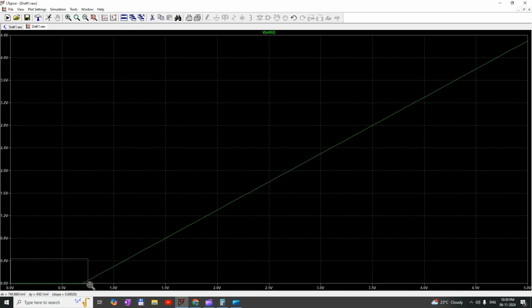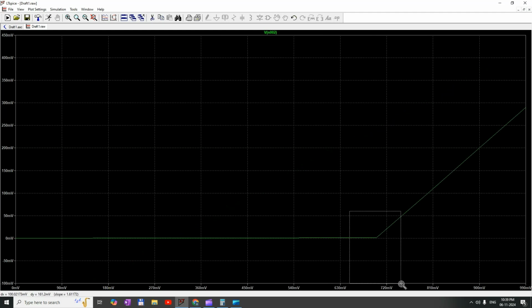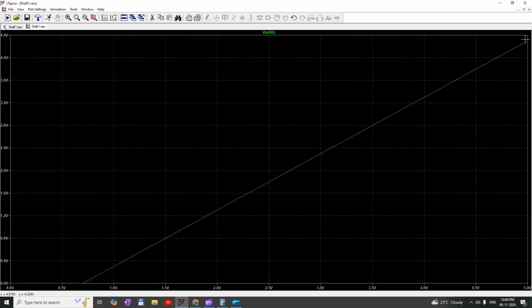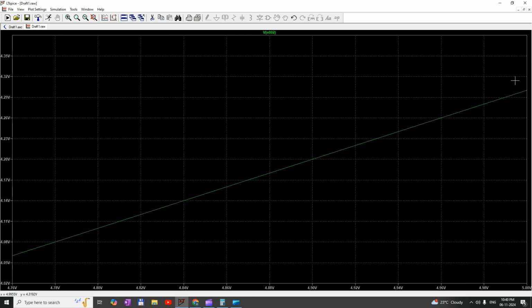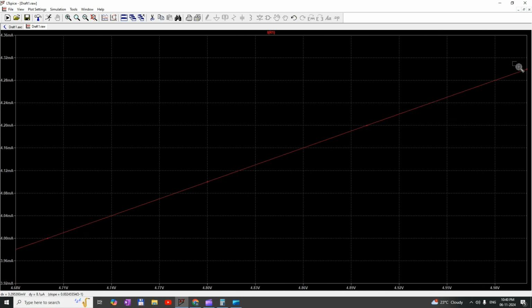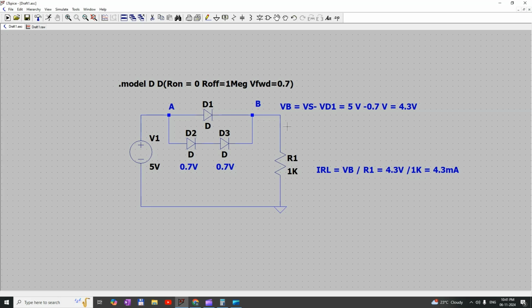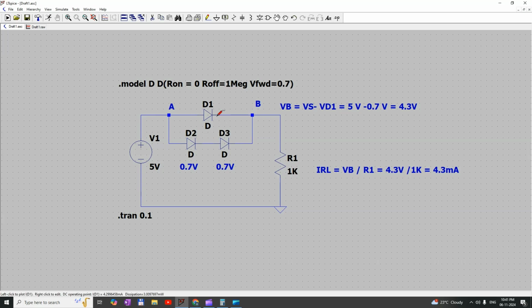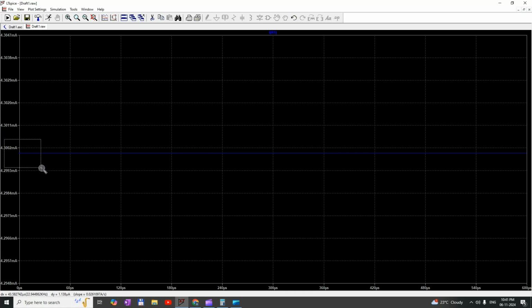We can verify here that the voltage across the diode is more than 0.7 volt. The diode starts conducting, and the voltage will go up to 5 volts, but the maximum current flowing through the diode is 4.3 milliamps. Now I am going to simulate with a constant DC value. Now the voltage at B is 4.3 volts and the current across the load resistor is 4.3 milliamps.